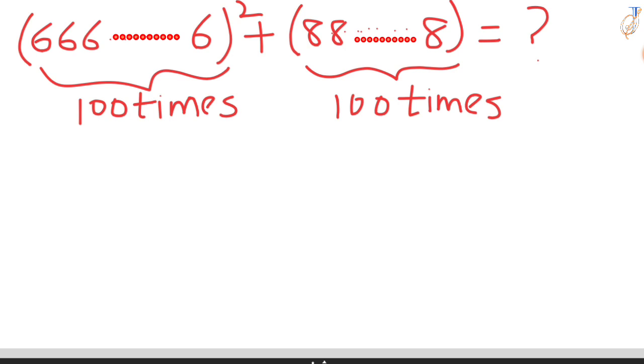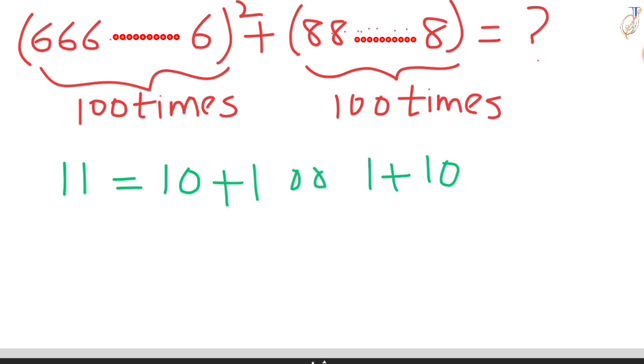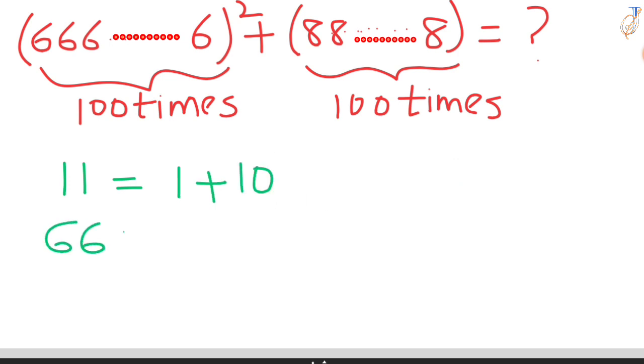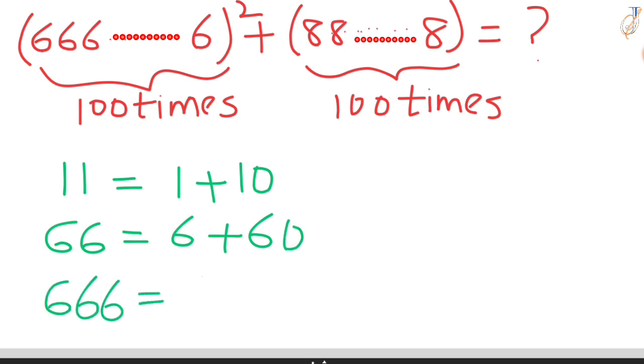First look at the series 666 and so on 600 times. For example, if I take 11, how can you write this? You can write 10 plus 1 or 1 plus 10. Both are same. So we can write 1 plus 10, right? Same like that. If you take 66, then you can write it 6 plus 60. If you take 666, you can write this 6 plus 60 plus 600.